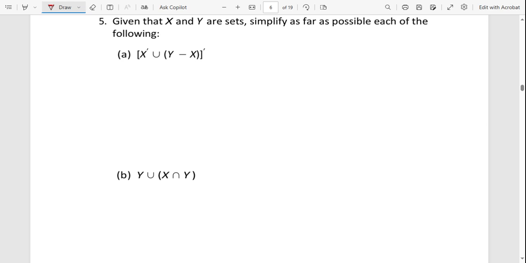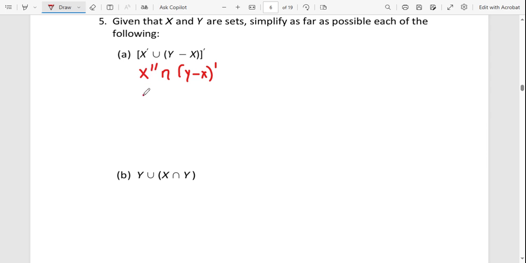We've been told, given x and y are sets, simplify as far as possible. We have got x complement union y minus x with a complement on the outside. So distribute the complement outside. We are going to have two complements on x. The sign in the middle changes to an intersection. And then we have got y minus x to also carry a complement.